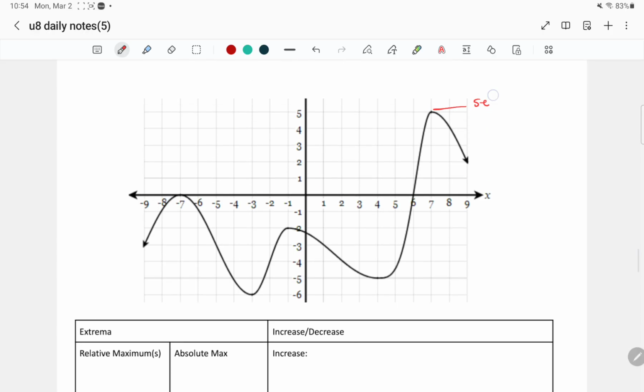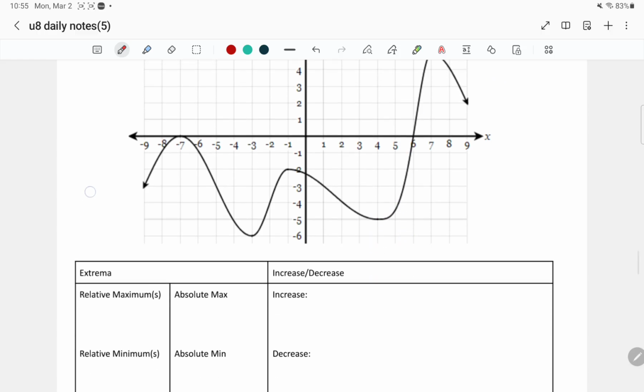You want to sell up here when your stock is worth the most. You want to buy the stocks down here where it's worth the least so that you make all that money. So let's talk about it.